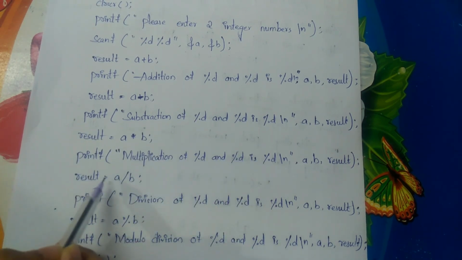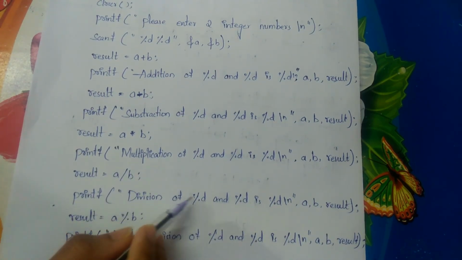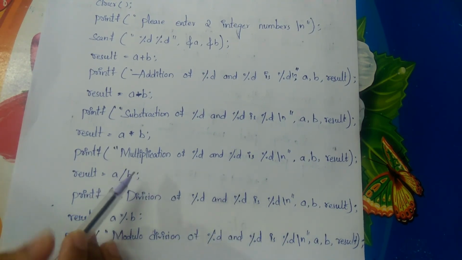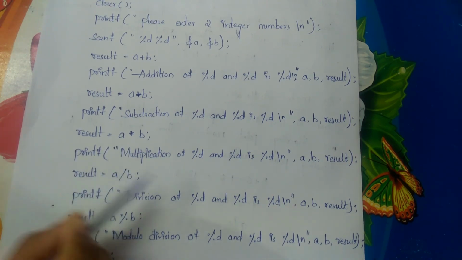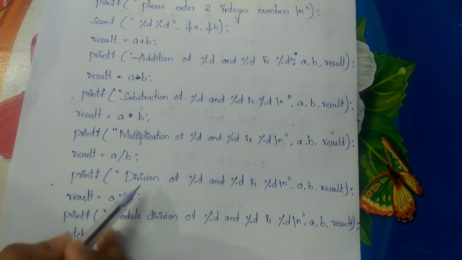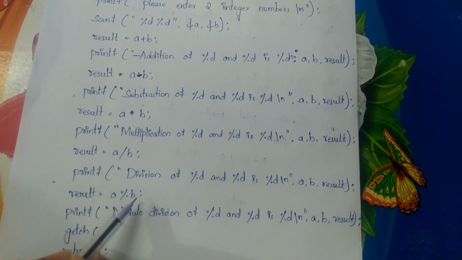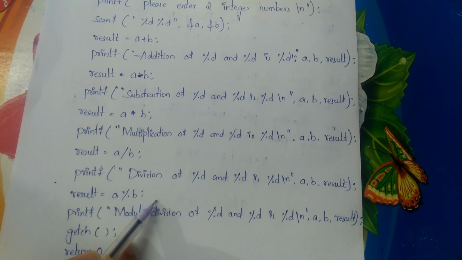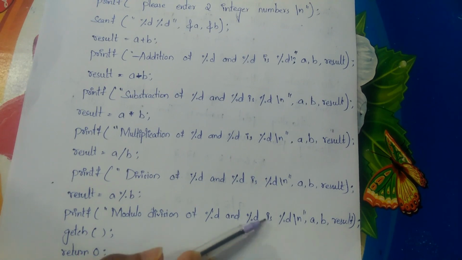And the next one is result equals a by b. Then it prints division of %d and %d is %d. So whenever I take 2 divided by 3, that answer will be stored in the result and it will be printed here. And the next one is result equals a % b. So 2 % 3. Whenever I told you that if the numerator is less than the denominator, then modular division prints only the numerator value. So modular division of 2 and 3 is 2.